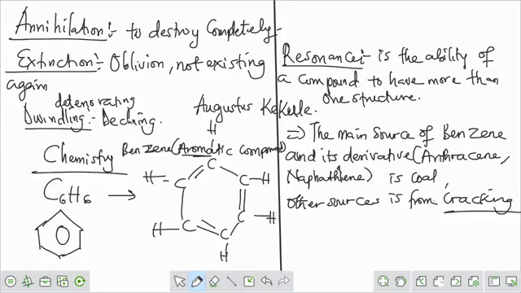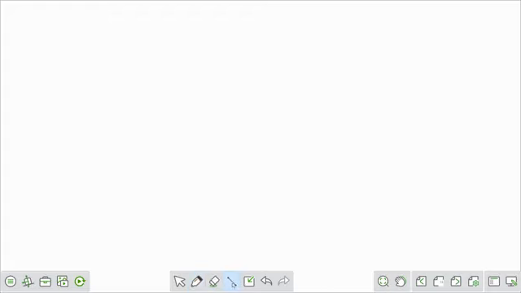So we use cracking. So that's just it. Now let's go to laboratory preparation of benzene. The preparation of benzene.